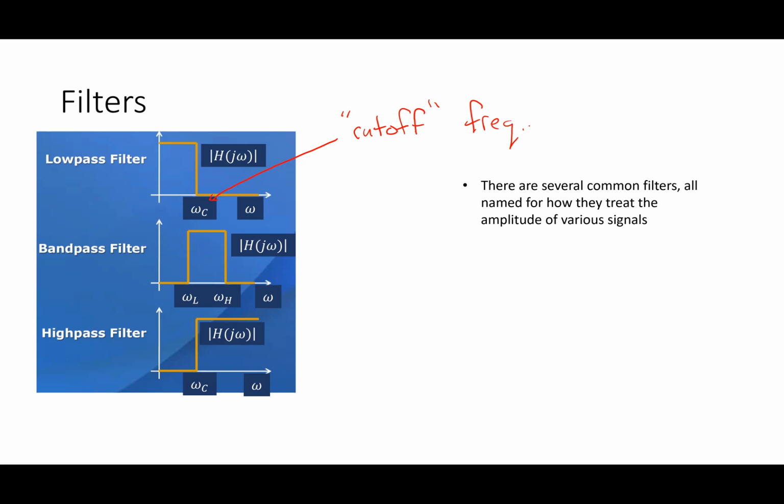A high-pass filter is the opposite of that. And a band-pass filter is one that passes everything within a particular band and gets rid of everything else. The other thing that sometimes exists is a band-stop filter. What do you think that would do?